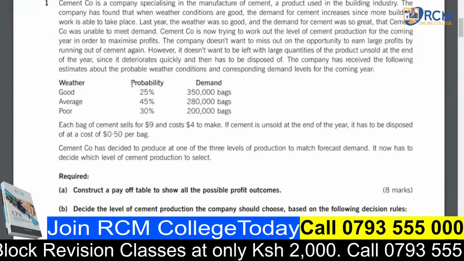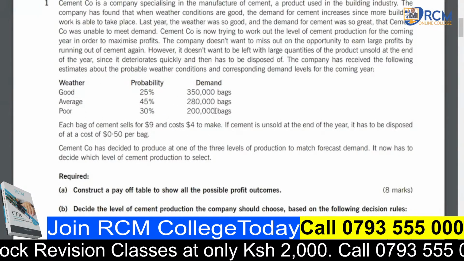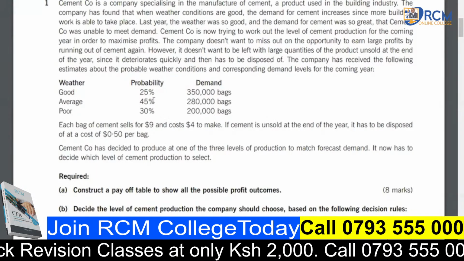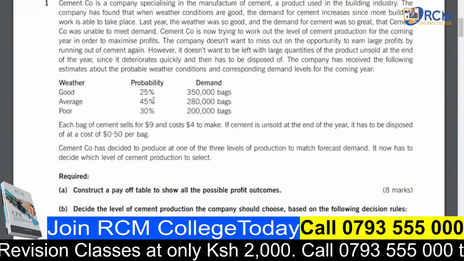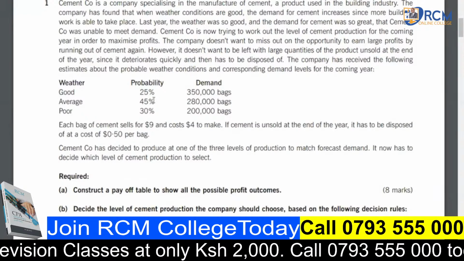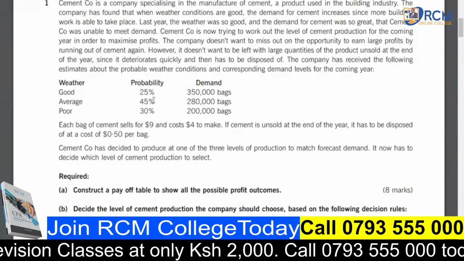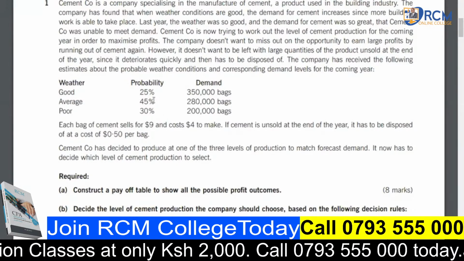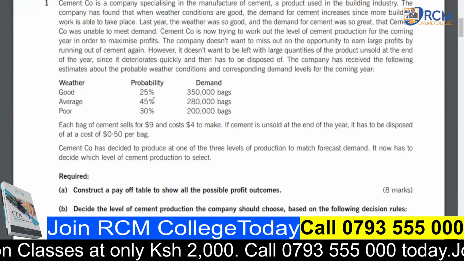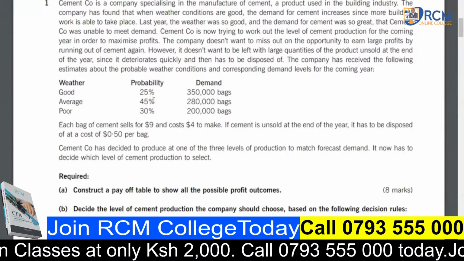Are you able to see these probabilities for this demanded number of bags? The probabilities that are up there. We have 0.25, 0.45 for these. And then for 200, we have 0.3.